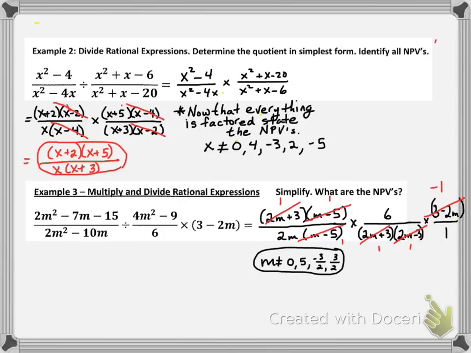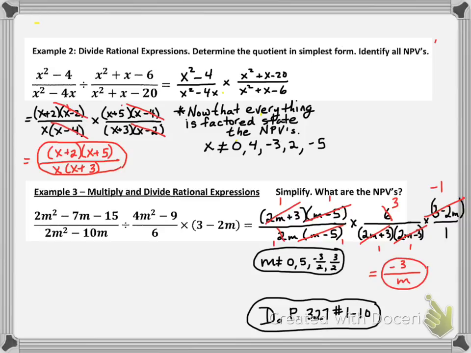Now when I look at it, we're almost finished, except I have a 6 on the top and a 2m on the bottom. So I can divide 2 by 2 to get 1 and 2 into 6 to get 3. Now everything's canceled. 1 times 1 times 3 times negative 1 is negative 3 on the top and m on the bottom.